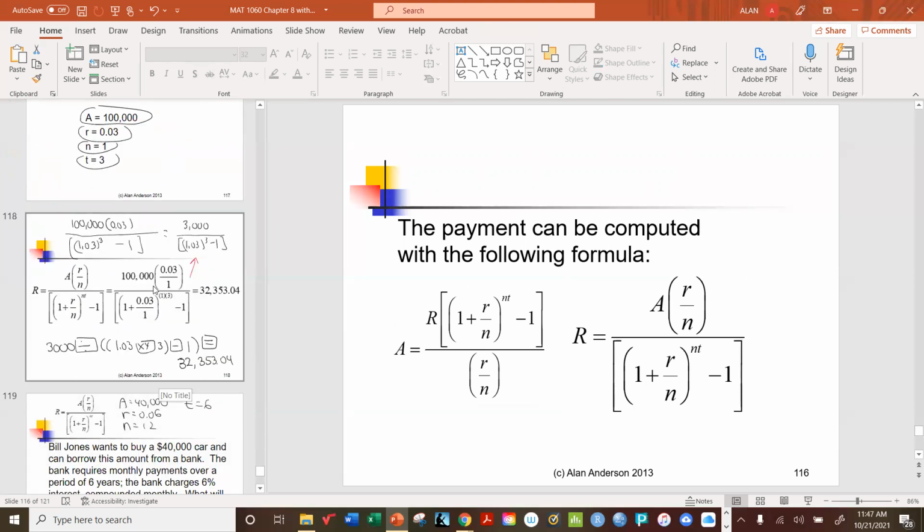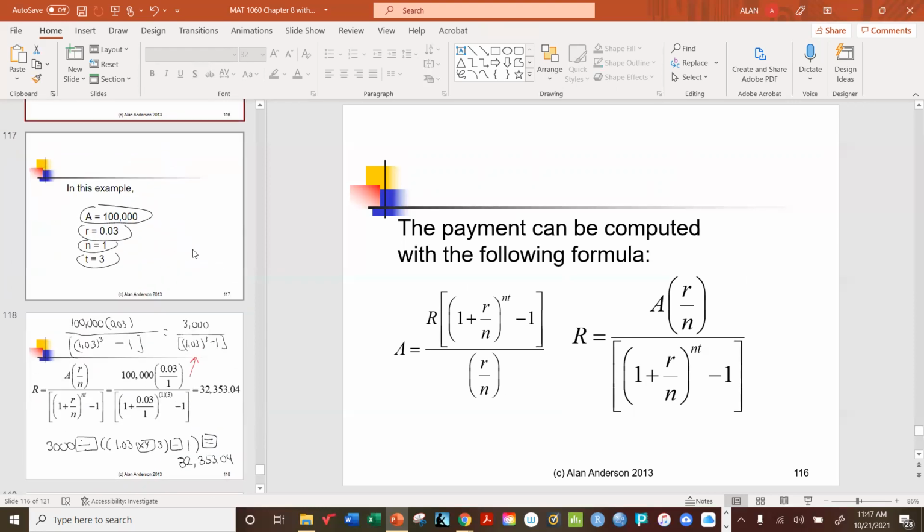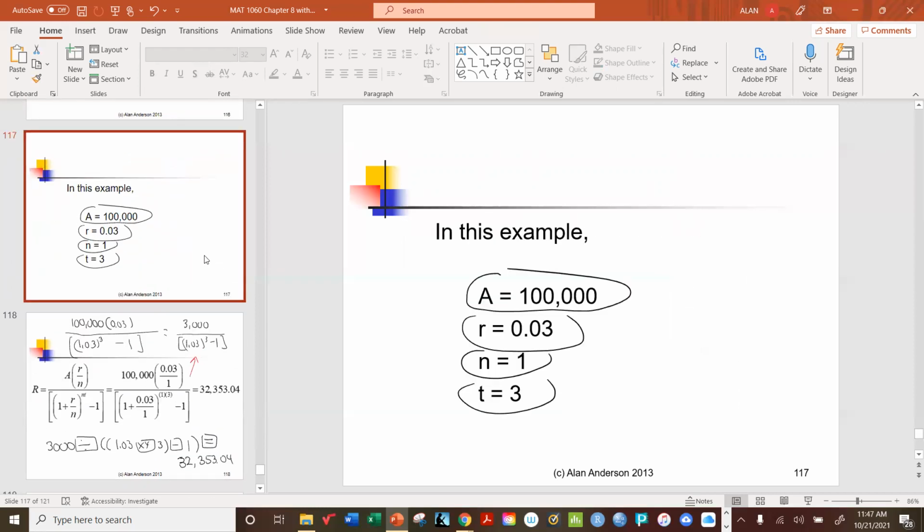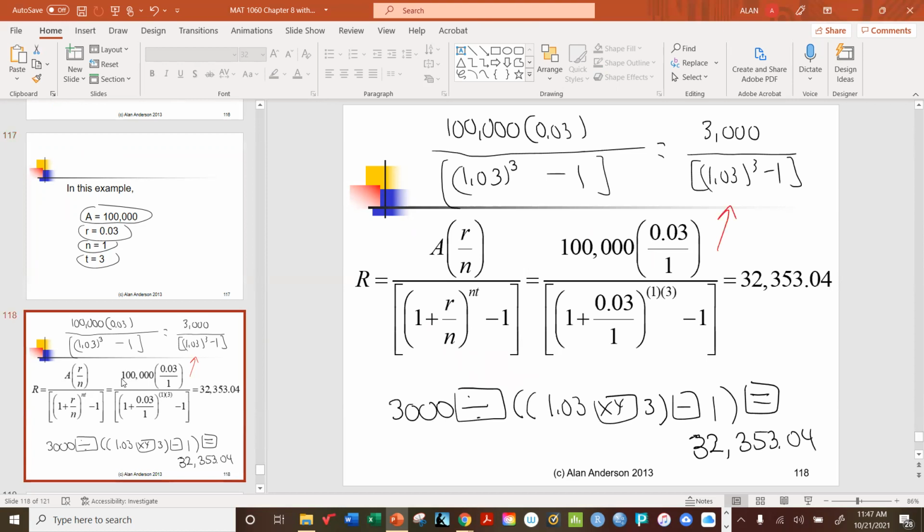Anyway, the numbers we have for this problem are: A is 100,000, that's our target. R is the rate of interest, 3% per year. N is the compounding frequency, once a year. And T is the number of years over which the savings will take place, which is 3. Very good. Now we plug everything in, and as usual, we'll try to simplify it.